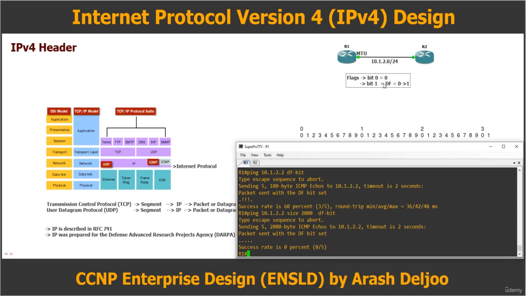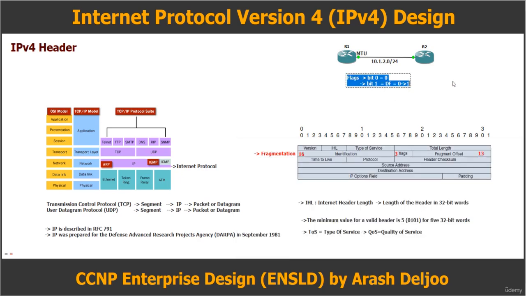Okay, this is the functionality of the DF bit. About its usage, you will learn more in other videos: we use the DF bit for path MTU discovery. For example, we can increase the size of the packet, and each time connectivity is not available, we can understand this is the maximum available MTU in the path. Actually, this is the minimum MTU of all MTUs that we have in the path.